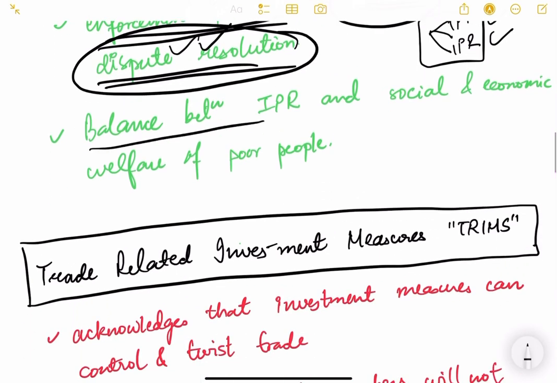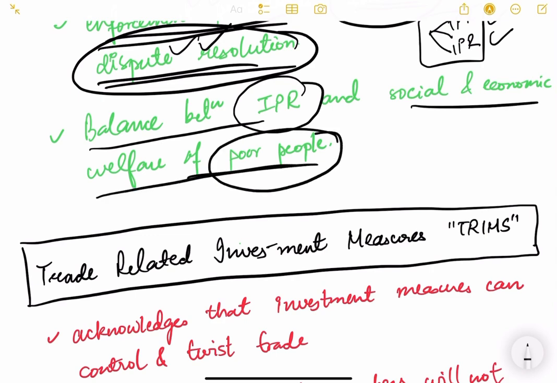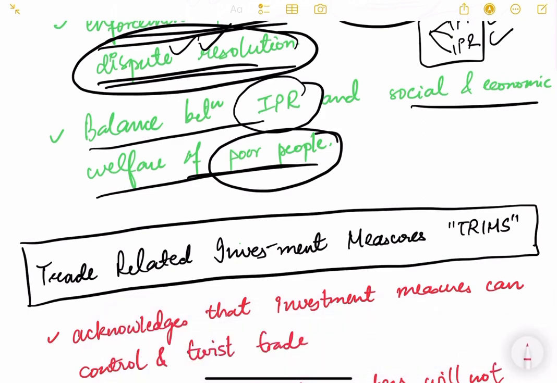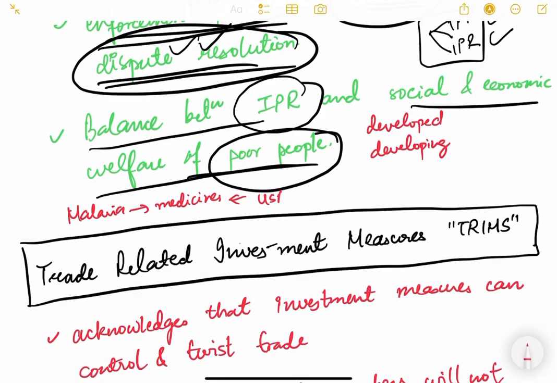Now there should be a balance between the intellectual property right and the socio-economic welfare of poor people. Now see, this is where I wanted to discuss with you why there is a dispute between developed countries and developing countries. So let us take an example that there is a life-saving medicine for a person suffering from malaria, for example. Okay, and this medicine was invented or developed in the country of USA. Now malaria is a disease which is there in the poor countries.